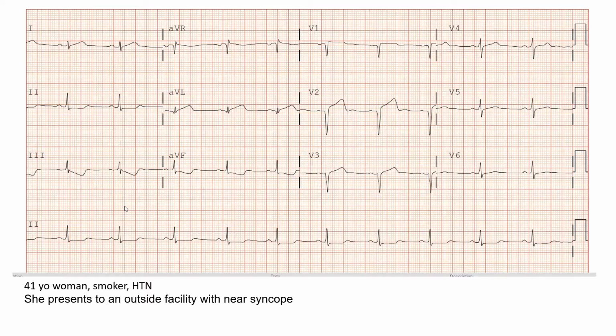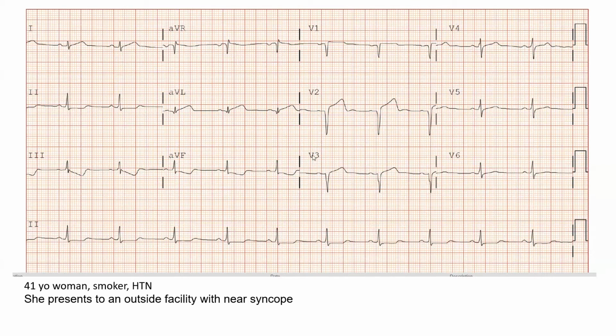This is a 41-year-old woman, smoker and hypertensive. She presents to an outside facility with near syncope, no chest pain. What do you see on that EKG? She has Q waves in the anterior leads, and she has ST elevation. She also has pronounced ST depression in the inferior leads. It is consistent with anterior STEMI, but can you tell more about that anterior STEMI?